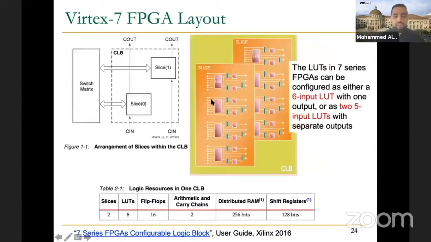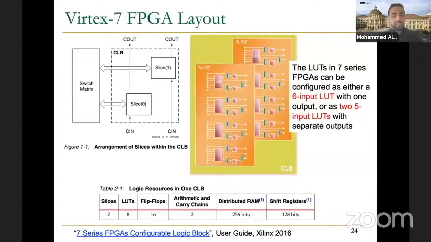And in their FPGAs, in the Virtex 7 family, you can see a single CLB or logic block has 2 slices. And in a single slice, we have multiple lookup tables. Each lookup table has 6 inputs, and you can configure it as a 5 input if you need 2 outputs. So that is why we chose this Virtex 7 family at that time in 2016. I think we started the implementation in 2015, and then we got the paper published in 2016, 2017.